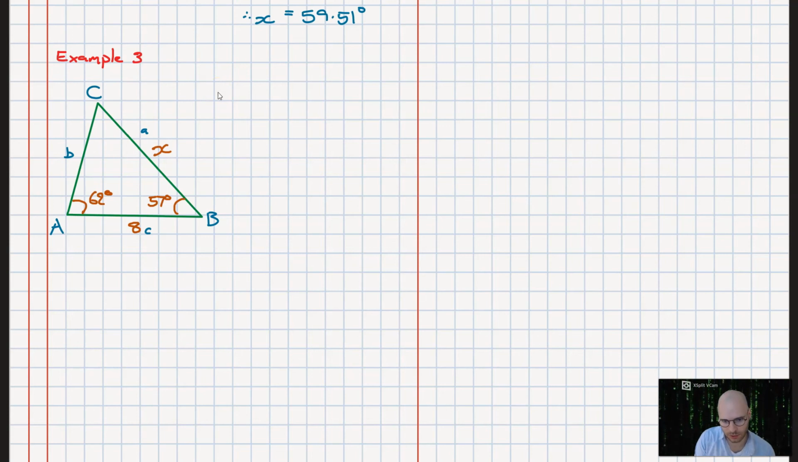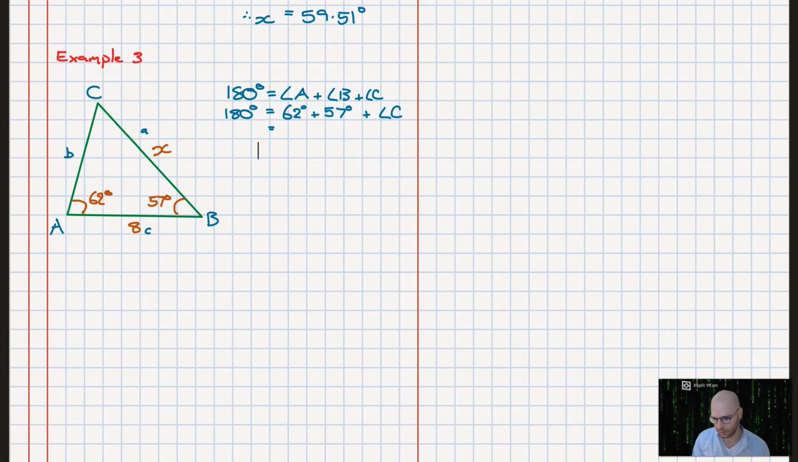What we know, because this is a triangle, is we can state that all angles in the triangle have to equal 180 degrees. So angle A, angle B, and angle C must all sum to equal 180. So because of that, if we've got quantities for A and B, we can go 62 degrees plus 57 degrees plus angle C must sum to equal 180.